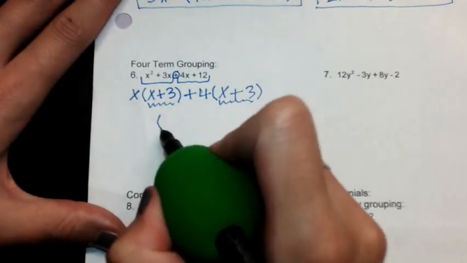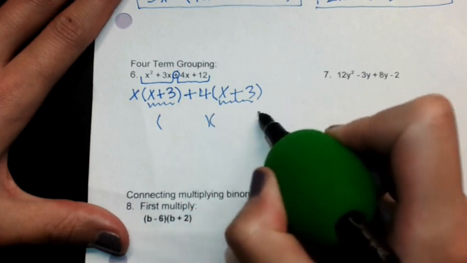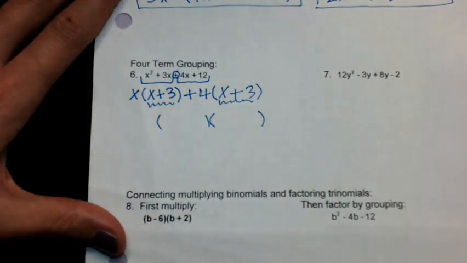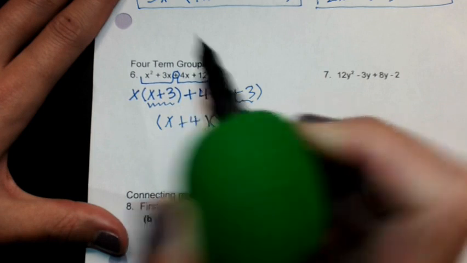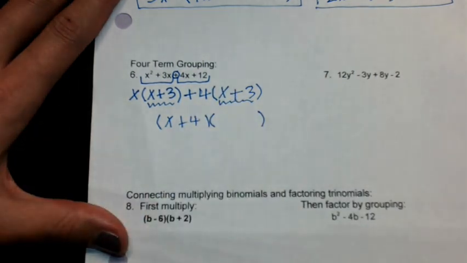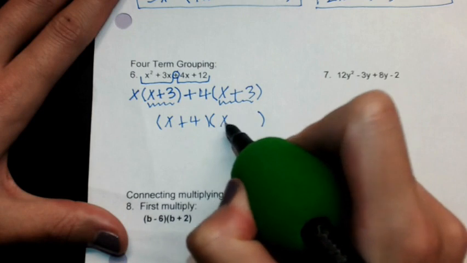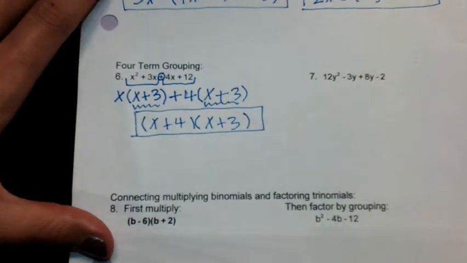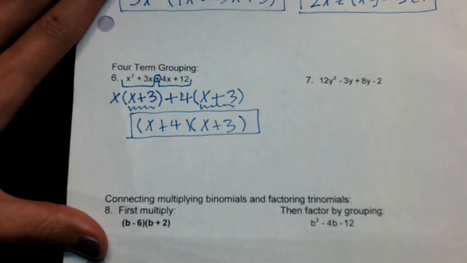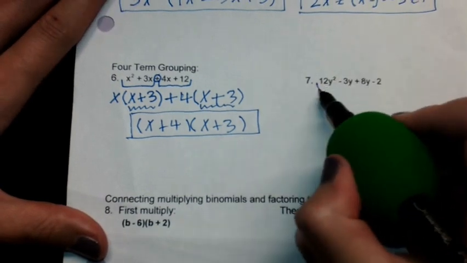So here's how you write the final answer. I want you to make 2 sets of parentheses back to back. The 2 numbers on the outside come into 1 parentheses, and the ones that were repeated, you write just once. And that is your final answer. You might recall this from Algebra 1. All right, let's group the next one with the partner. Go.